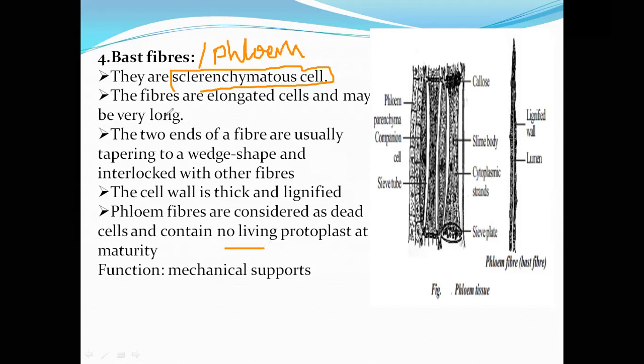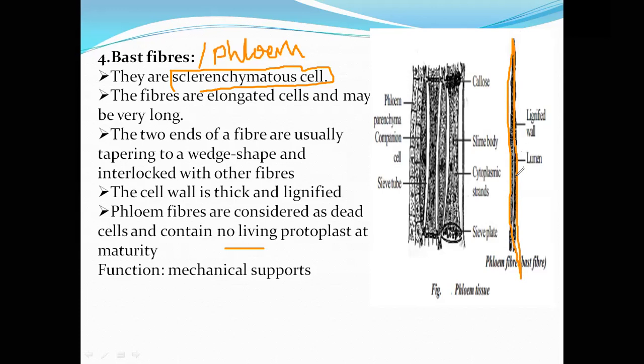These fibers are elongated cells. They are very long. You see, this is a phloem fiber cell. They are very long, having tapered ends and a very narrow lumen. Clear? These fibers are found in both primary and secondary phloem.